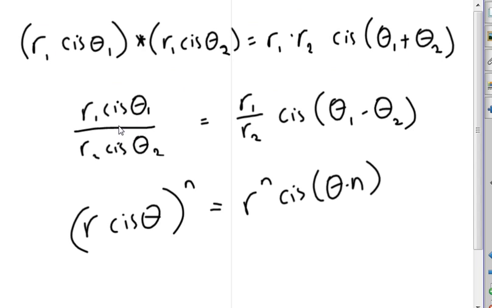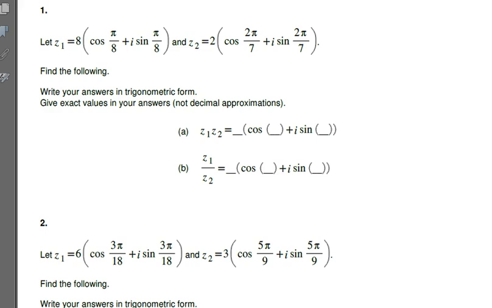If you are dividing two complex numbers in polar form, you simply divide the magnitudes and subtract the angles. You have the top angle minus the bottom angle. And if you have a complex number in polar form raised to a power, you just take that magnitude raised to the power and then take that exponent and multiply it by the angle. So let's go ahead and look at some examples here.